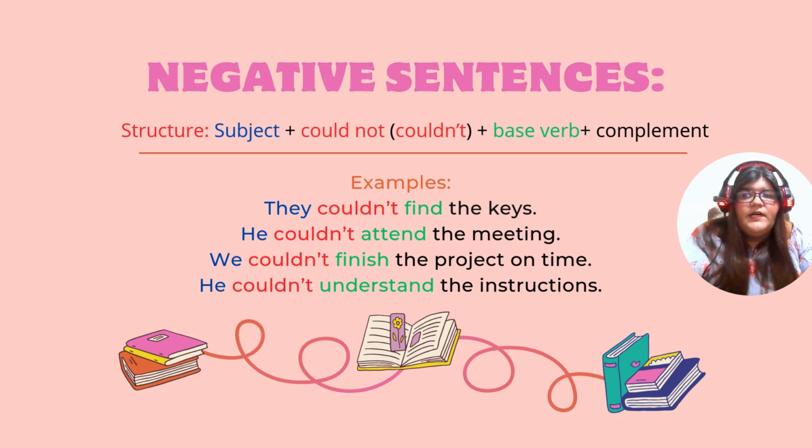Then we have here, guys, a negative structure for negative sentences, when you want to say no or deny something, right? For example, we have the subject plus could not or couldn't, because we are talking about no, then the base form of the verb and the complement. For example, they couldn't find the keys. He couldn't attend the meeting. We couldn't finish the project on time. He couldn't understand the instructions.